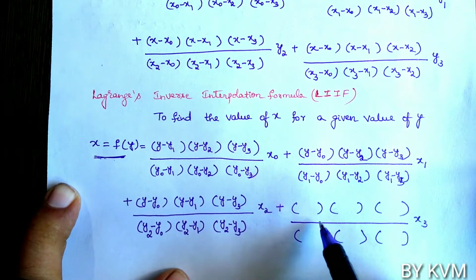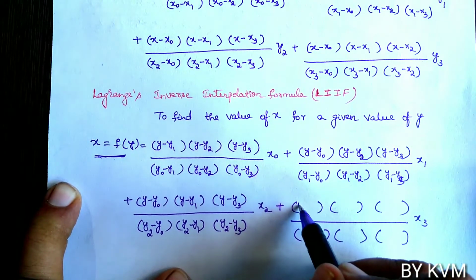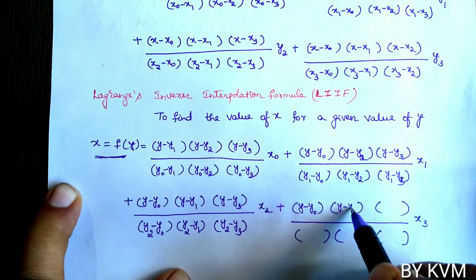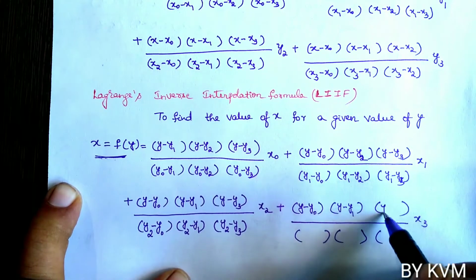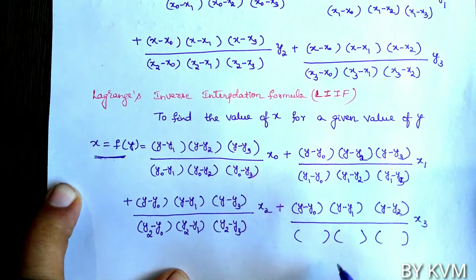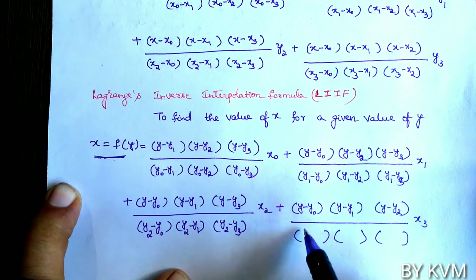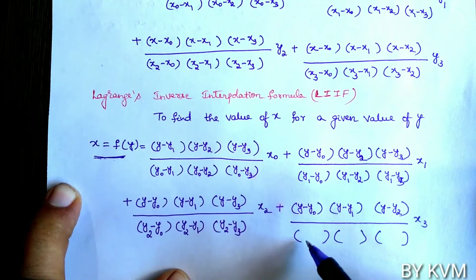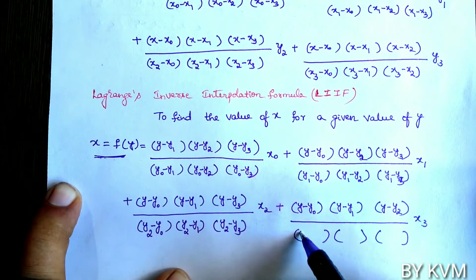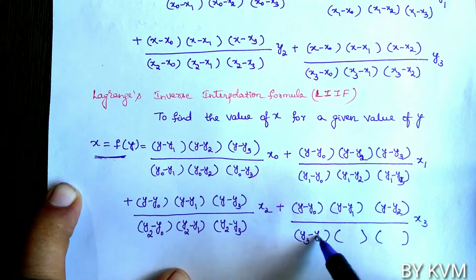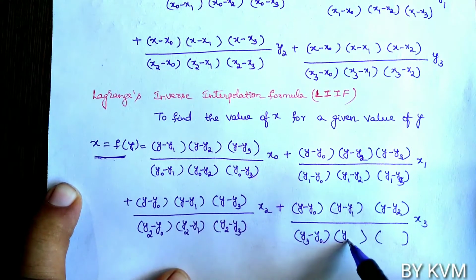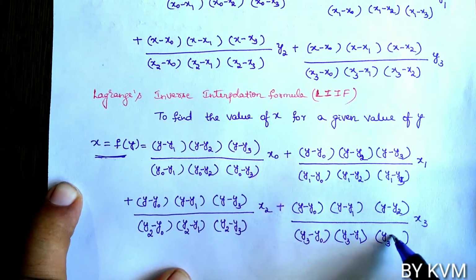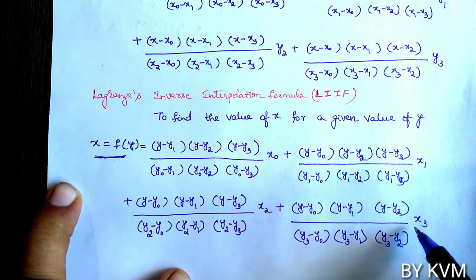term exclude y3. So we get y minus y0 into y minus y1 into y minus y2 by, so y3 is excluded. In the denominator, in place of y take y3. So y3 minus y0 into y3 minus y1 into y3 minus y2 into x3.